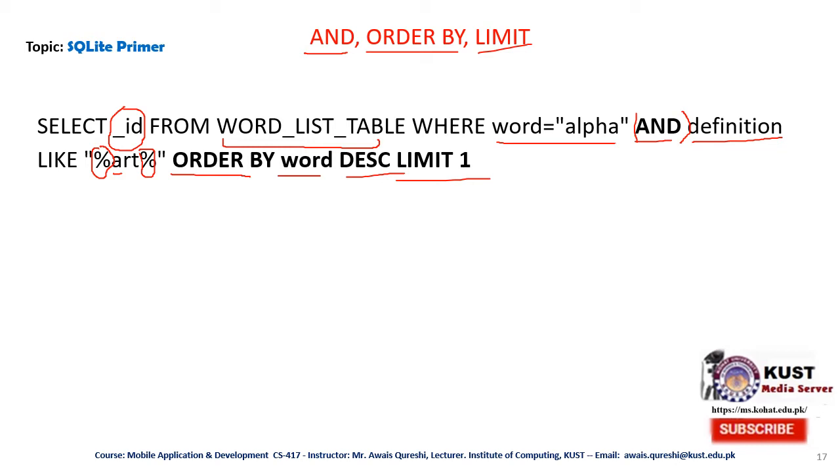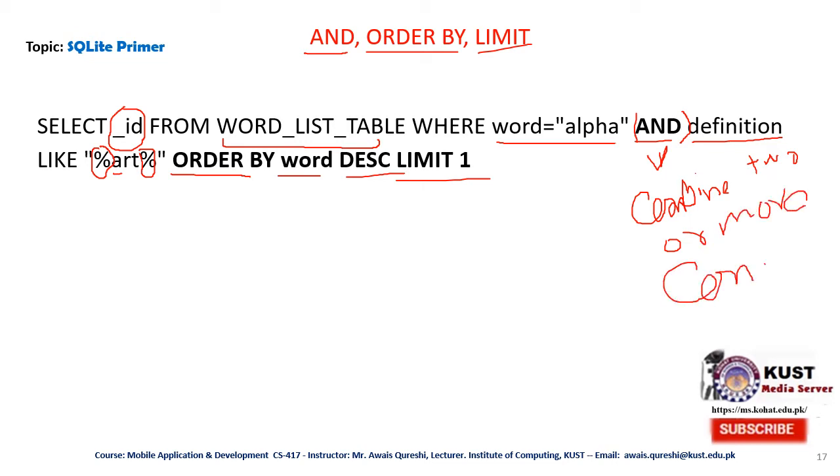I hope you have guessed this correctly. We have used this and operator to combine two or more conditions. So let me write this: combine two or more conditions together. With the help of and, we can combine two or more conditions together.